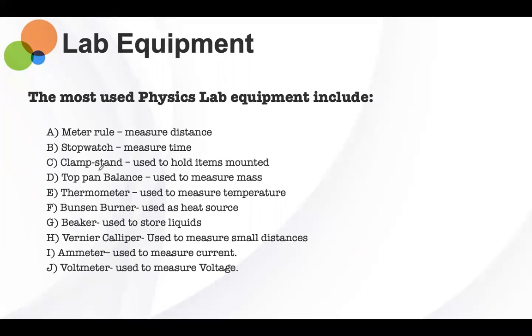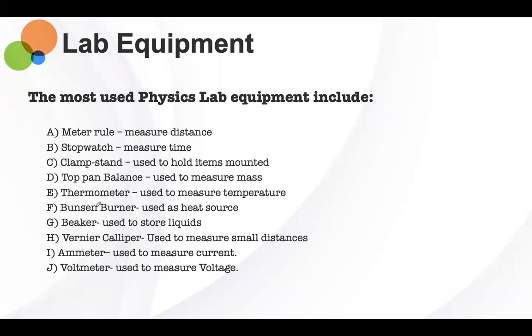So here are our names, right? So our meter rule is used to measure distance, as we said. Our stopwatch is used to measure time. Our clamp stand is used to hold items mounted. Our top pan balance, right, which was the little balance that we had to measure mass, is used to measure mass. The thermometer is used to measure temperature.